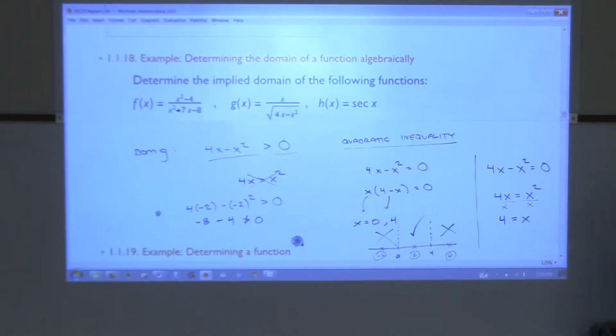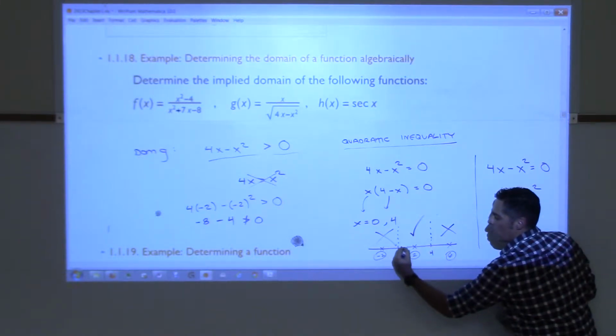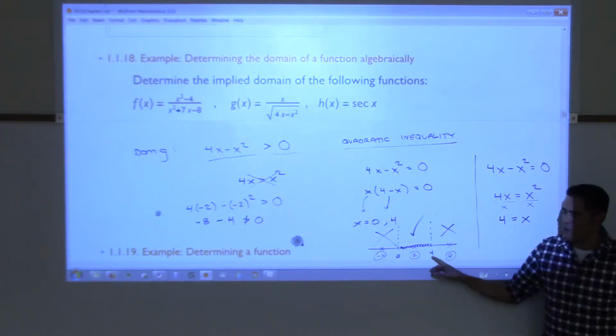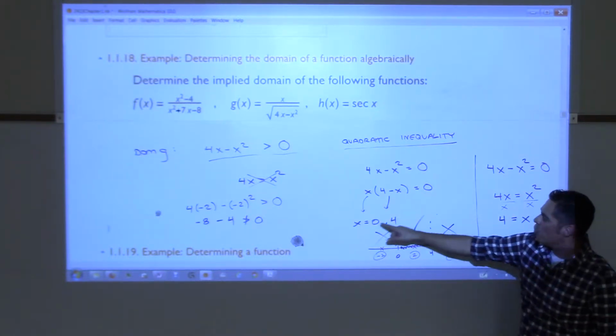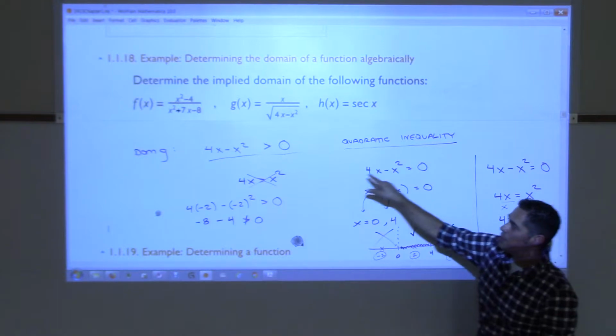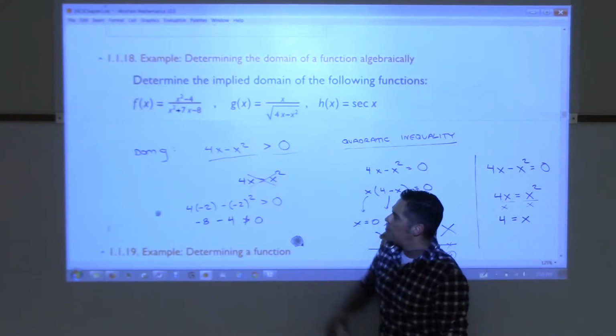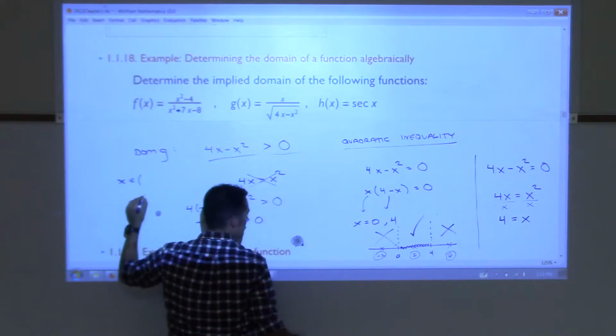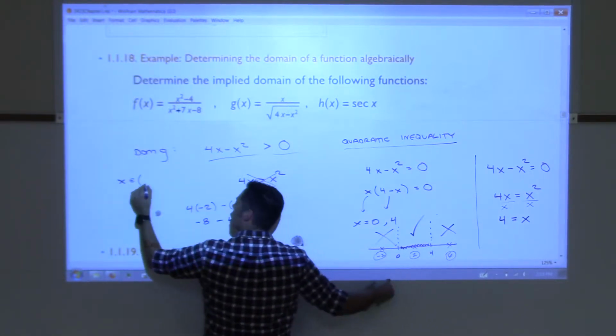And that means that anything between 0 and 4 will work. Anything between. Now, do we want to include 0 and 4? No, because remember, if we get 0 or 4, that makes it 0, and we said we didn't want it to be 0. So the end of this, the domain is x must be an element of the interval 0 to 4.